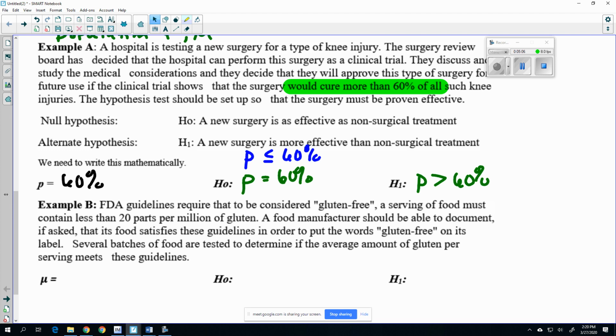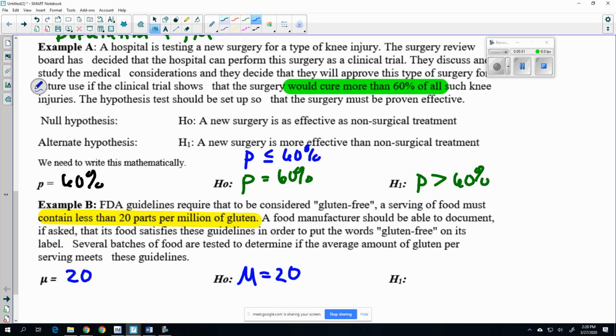Okay, let's look at example B. We're talking about gluten-free, and it says the government comes in and inspects. Essentially, you can be labeled gluten-free if it contains less than 20 parts per million of gluten. So my mu, notice now it's not a percentage, its mu now is 20 parts per million. So my null is I'm going to walk in and assume that you are putting 20 parts per million because it's labeled gluten-free.